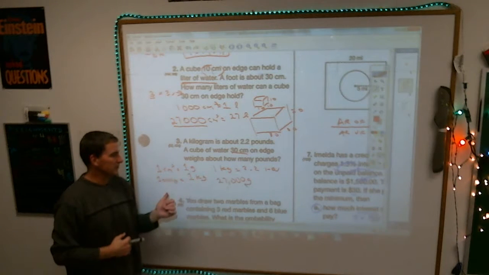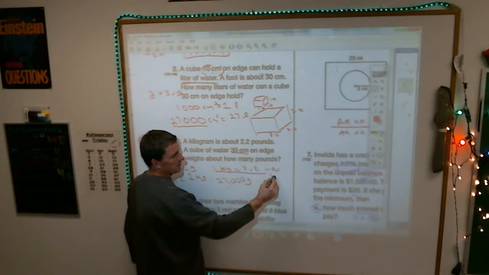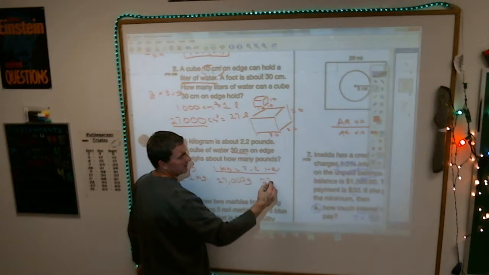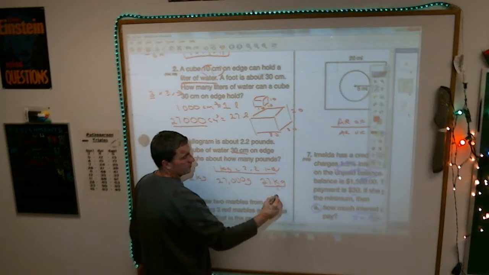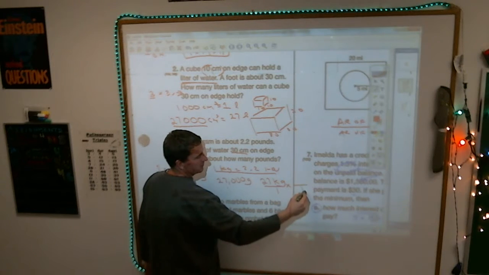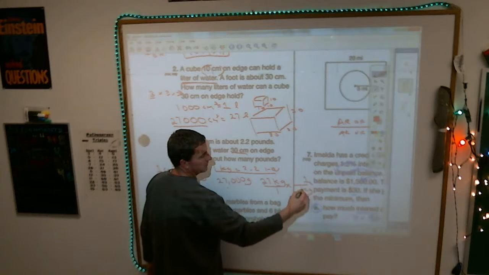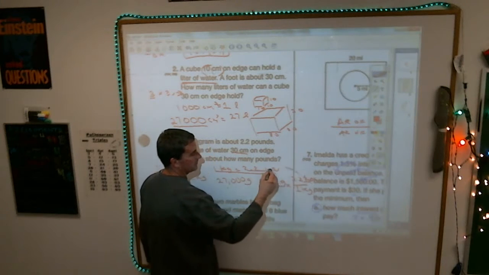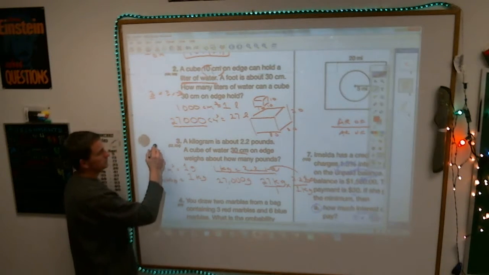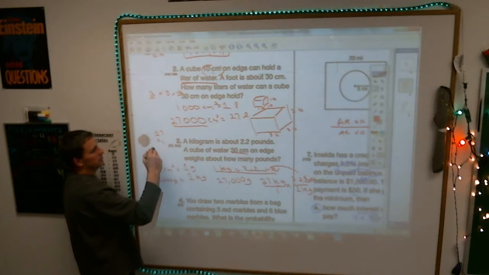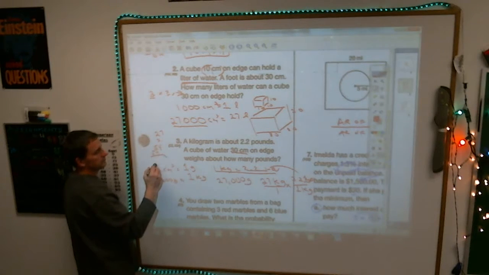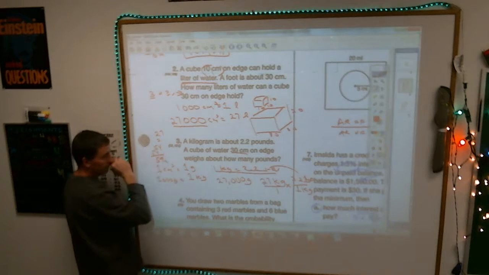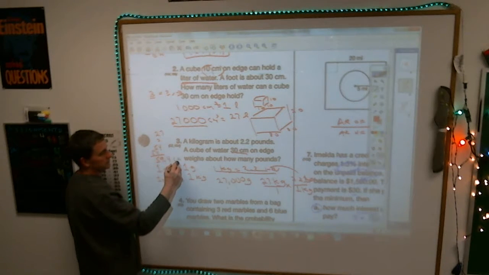27,000 grams is how many kilograms? 27. So now I just use this as my unit multiplier. 27 kilograms over 1, you get kilograms to cross off. 1 kilogram is 2.2 pounds. So you multiply 27 times 2.2, which is what, 54? 59.4 pounds. Is that right?